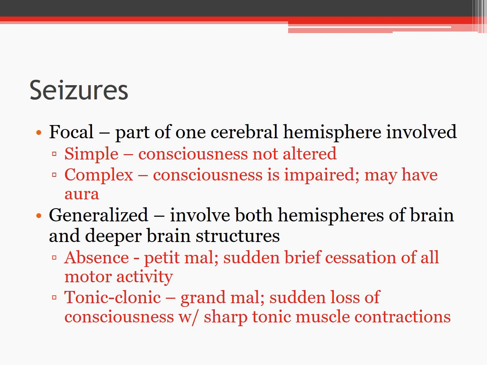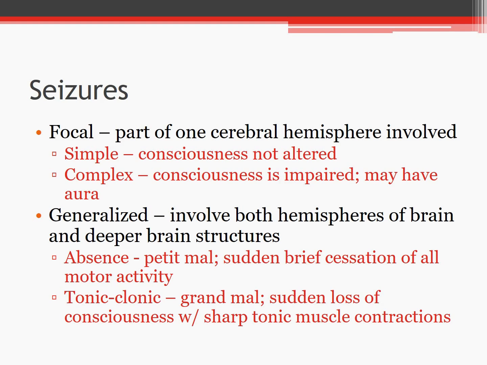If you look in your book on page 1420, there are two different types of seizures, focal and generalized. We're going to just talk about a couple in each category. But your signs and symptoms for a seizure actually are determined by where the electrical discharge is coming from, or where the electrical disturbance is.